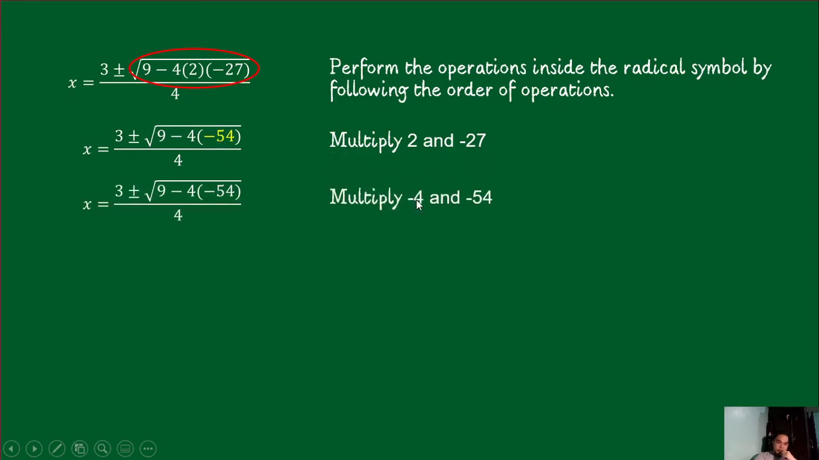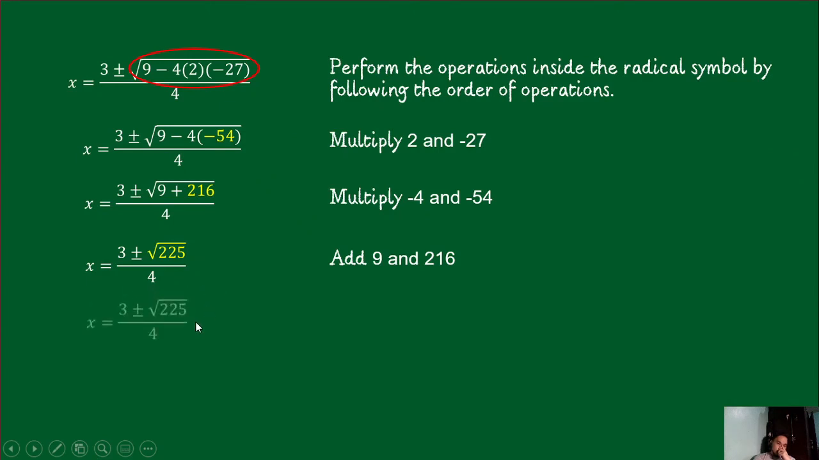Next, multiply negative 4 and negative 54. Negative 4 times negative 54 is equal to positive 216. Okay? Remember that when you are multiplying integers with same sign, it will always be equal to positive. So that will be plus 216. And we should add 9 and 216. So that will be equal to 225. Don't forget the radical symbol. So now we have, again, x equals 3 plus or minus the square root of 225 all over 4.